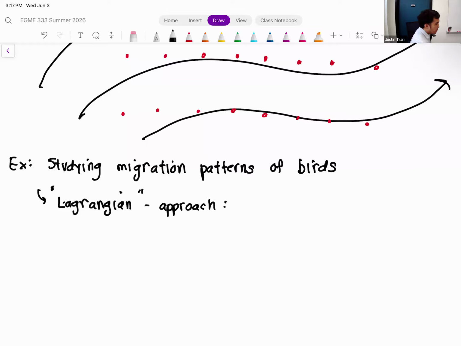So the goal of studying migration patterns is to get an understanding of what paths the birds take to make their migration. How long does it take them to go? Like how many days does it take them to make that path? Where they're going actually as well, right? So under the Lagrangian approach, the way that you would do this is you would go to your flock of birds and you would put a tracking collar or a tracking device on individual birds.